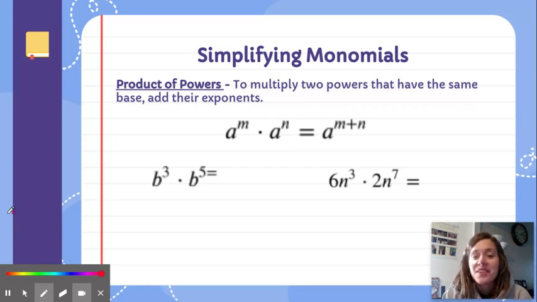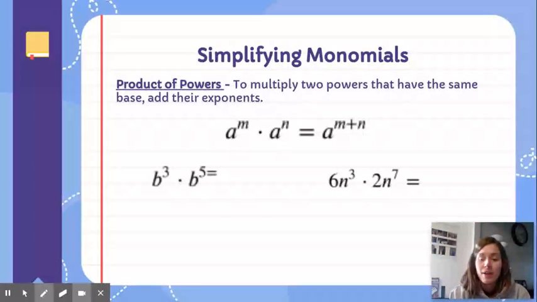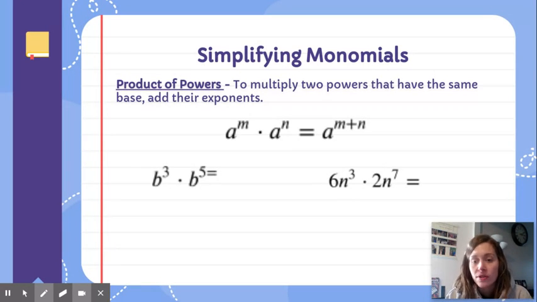Okay, so we're going to start by looking at what we call the product of powers. What the product of powers tells us is that when we multiply two powers with the same base, we just add their exponents.